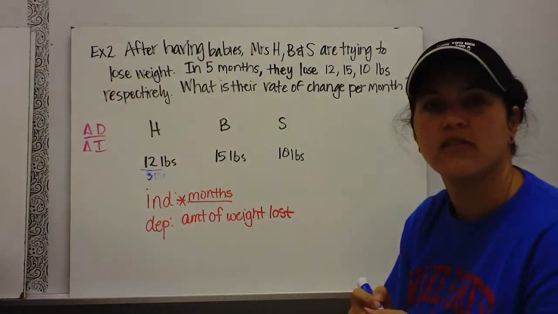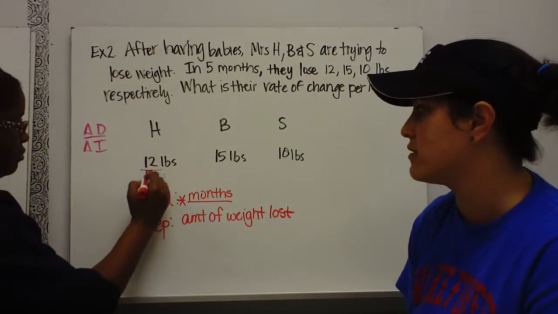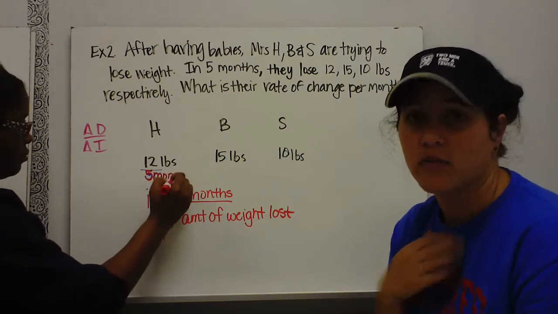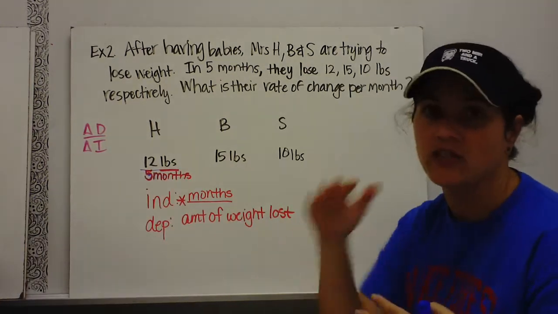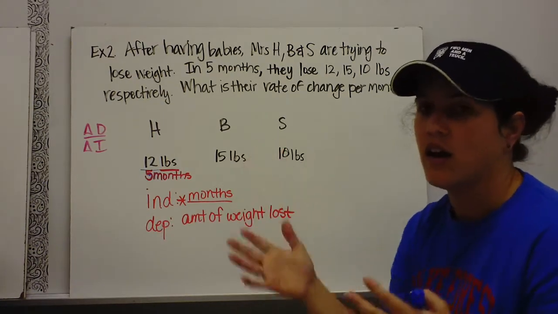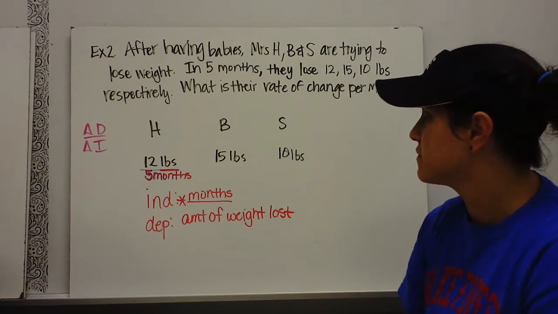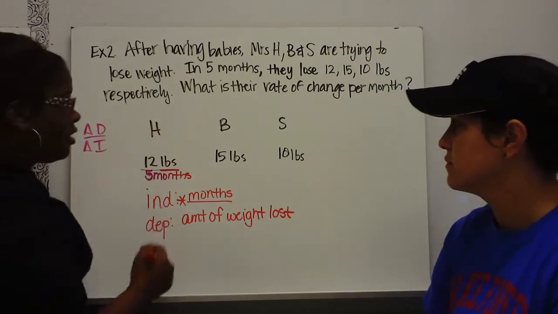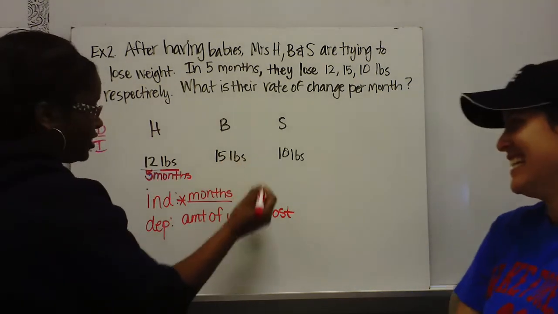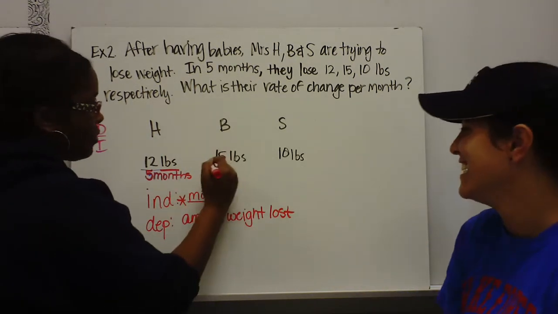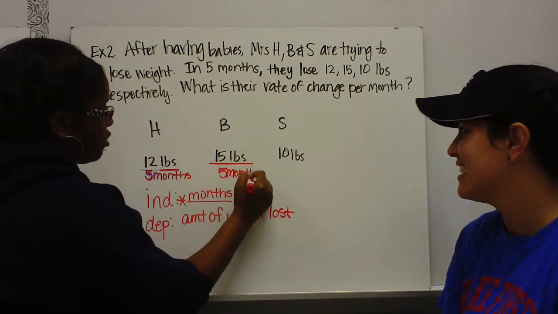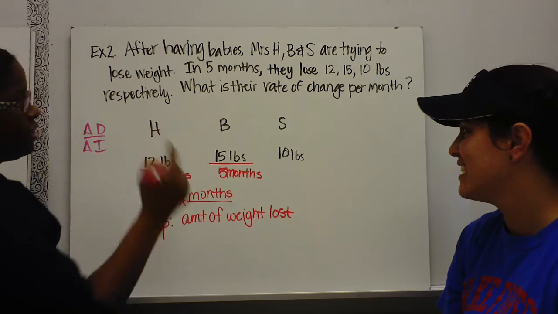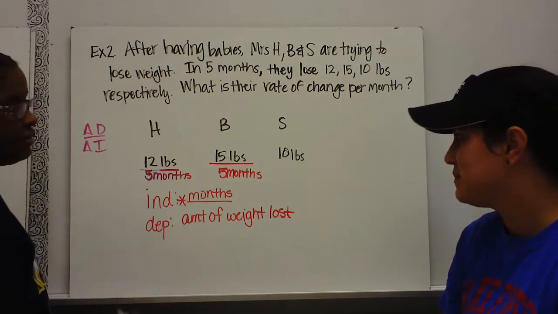Okay, my marker side. 12 pounds in 5 months. So that is my rate of change. That means in 5 months I've changed 12 pounds. Alright, and so Miss Barnes, apparently I've lost 15. I don't know if you guys can tell, but I lost 15 pounds in 5 months. So my rate of change is 15 over 5.